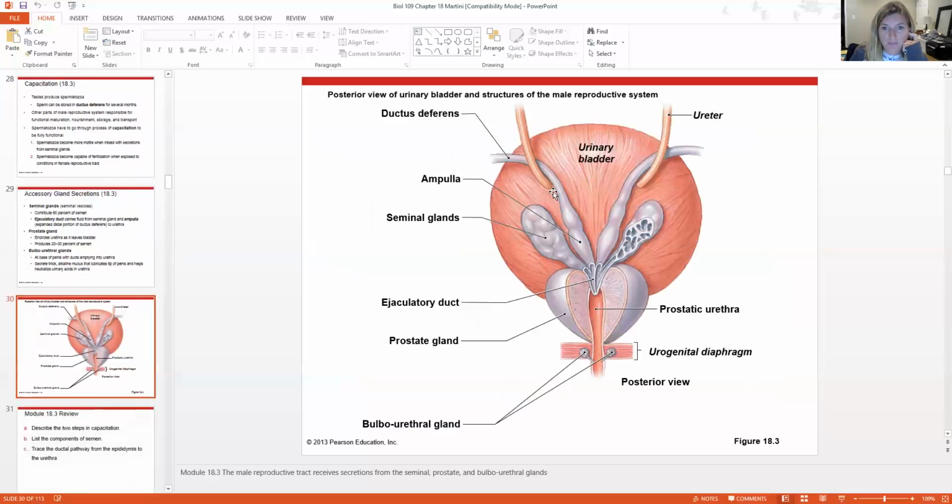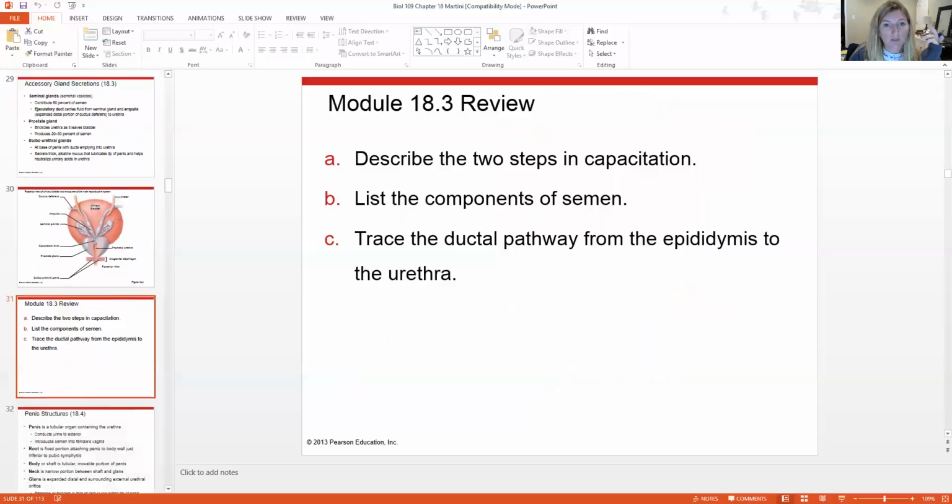So here you see in detail what some of these structures are. You have the ductus deferens coming in from the testes. The seminal glands are located right here, where the sperm and the semen can first mix. Then there are some more secretions from the prostate. This is at the entrance to the urethra. And then the bulbourethral glands are right here at the base of the prostate, and they have a secretion as well. You can pause the video here, go back and review this section.